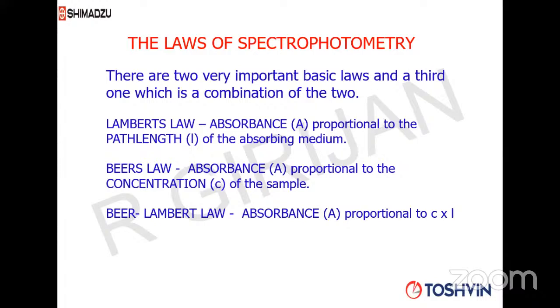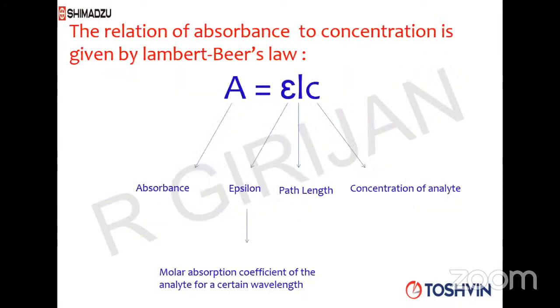Whether you are going to do the estimation by UV, FTIR, atomic absorption, ICP, or fluorescence, if you are going to do a quantitative analysis, Beer-Lambert's law must be obeyed. Otherwise, your quantitation result will not be proper. So this is the equation: capital A, the absorbance value, is equal to epsilon multiplied by L multiplied by C.